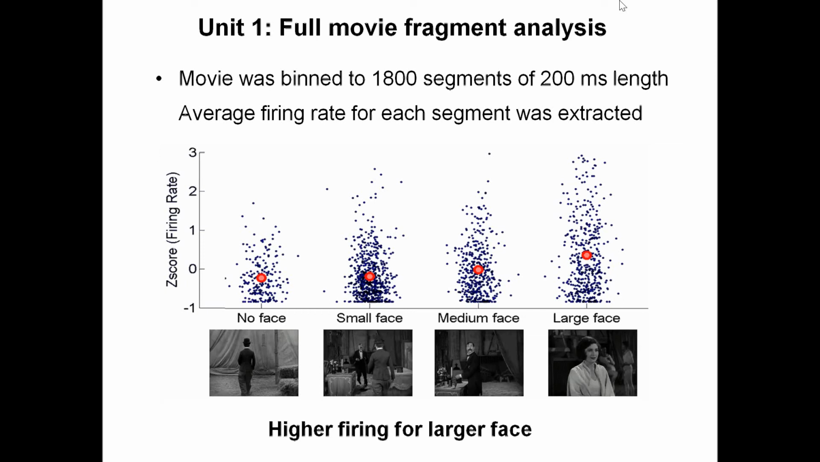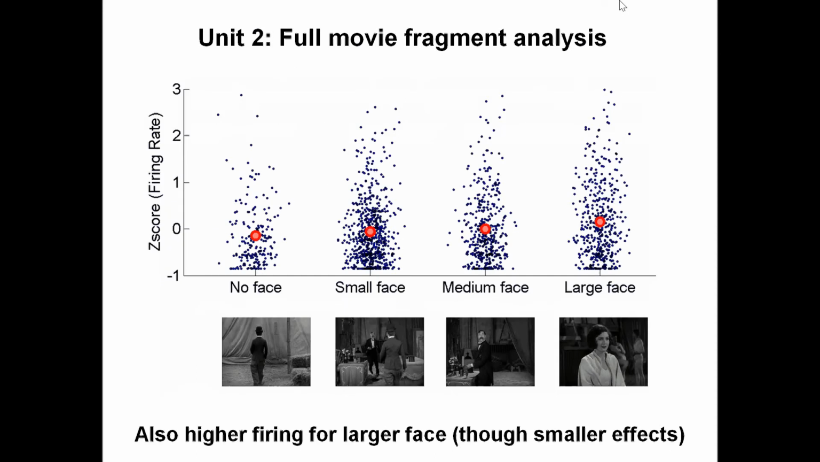As I said before, the Z-score is relatively small because in the movie the frames are also consecutive one after another, so you cannot expect the same magnitude of effect as with static stimuli. And here is an example of unit 2. Again, it was a bit stronger for faces than for non-faces, but the effect was much smaller than in the first unit, but still it was significantly stronger for large faces than for no face.